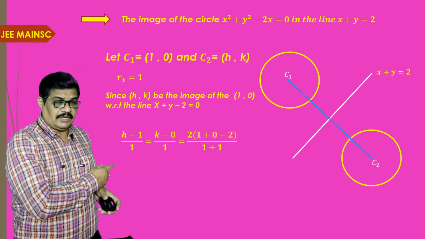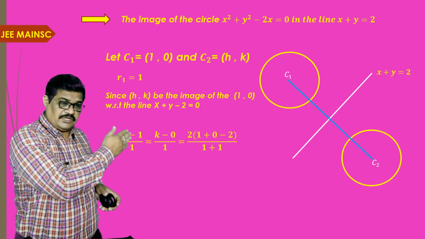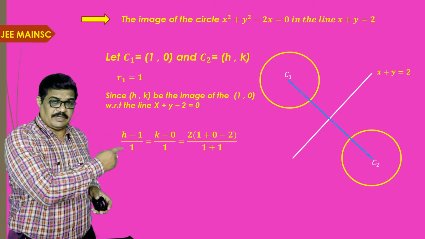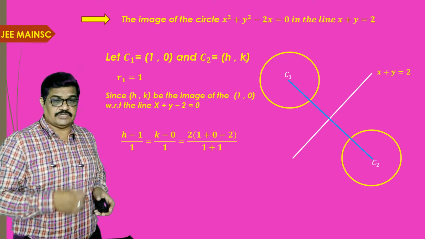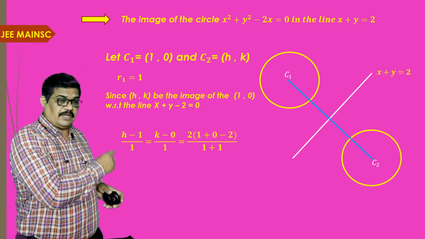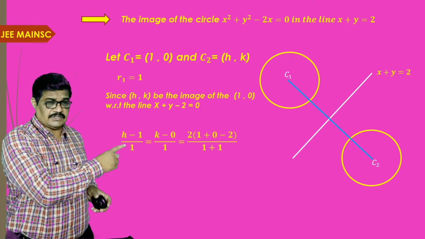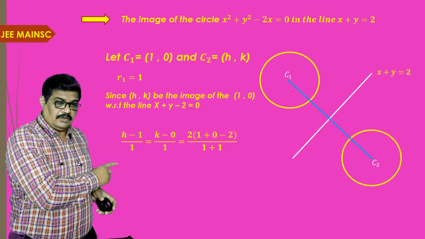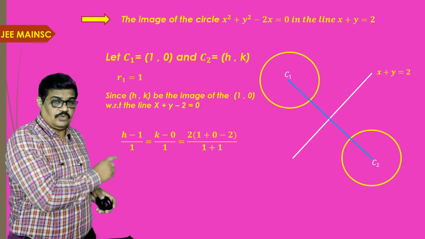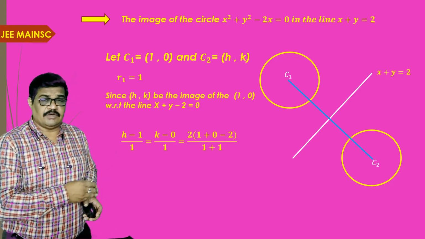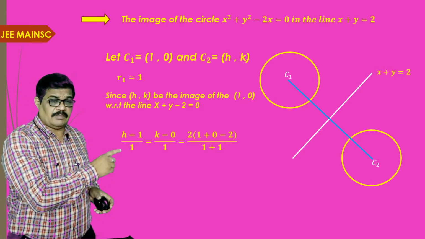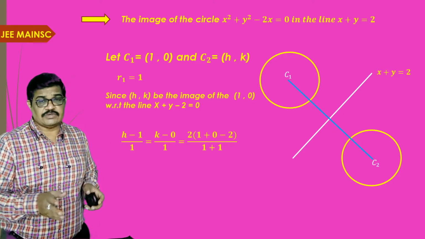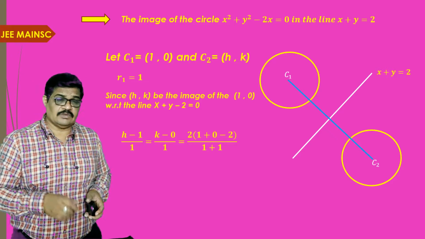So that is the formula: (h − x1)/a. x1 is 1, a is 1, in ax + by + c. That is the line x + y − 2 = 0. (h − 1)/1 is equal to (k − y1)/b, where y1 is 0, so (k − 0)/1 is equal to −2 times (ax1 + by1 + c)/(a² + b²). That is, substitute (1, 0) in the given line: (1 + 0 − 2)/(a² + b²), where a² is 1² and b² is also 1².